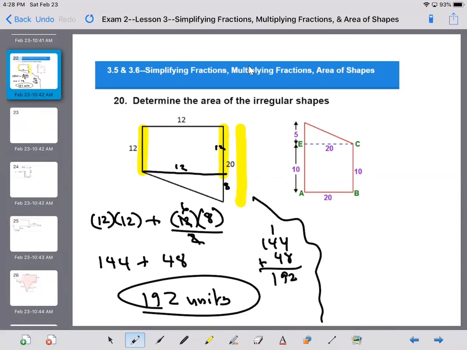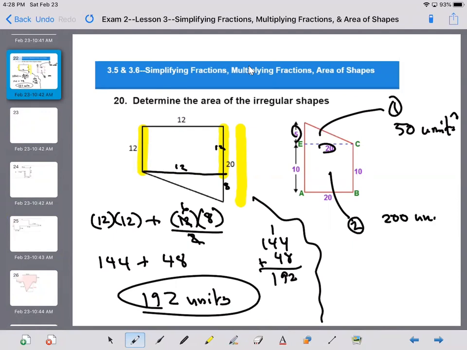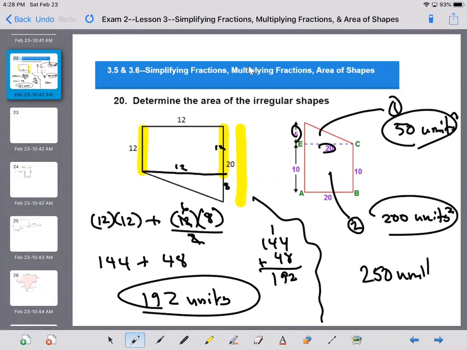And then here we would find this area and then this area. So this is a 5 by 20, which is 100. Take half of it, you're going to get 50 square units for the first area. And then the second one would be a 20 by 10, which would be 200 square units. So you just want to add those two together, and you would get 250 square units.